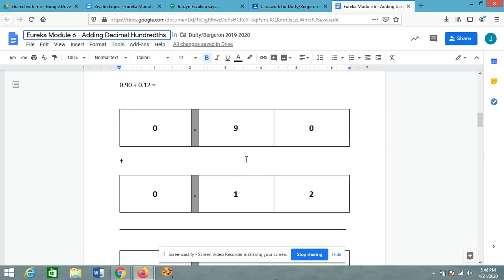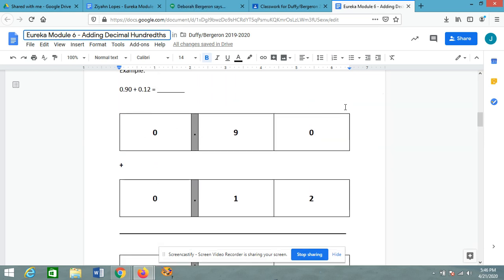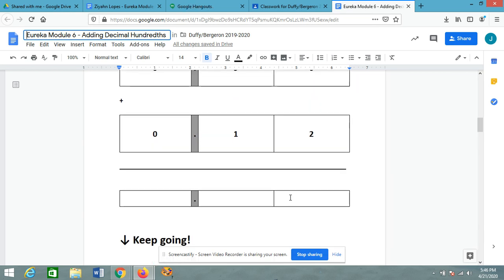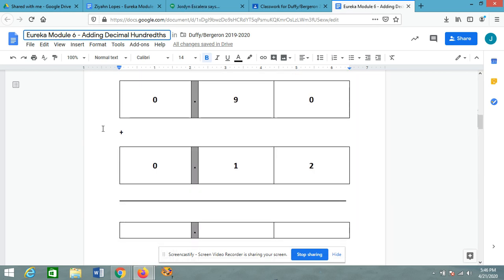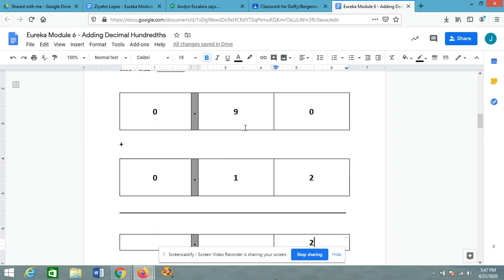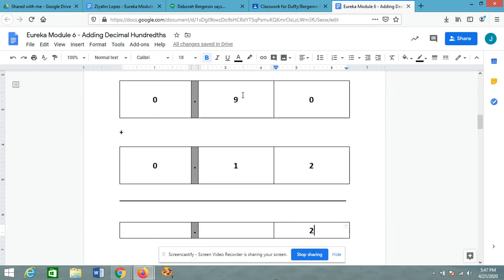So you can see now we got ones, tenths, and hundredths. We have 90 hundredths or 9 tenths plus 12 hundredths. So let's go down the place values all the way to the right to the hundredths. 0 plus 2 equals 2. So that was easy for hundredths. 9 tenths, this is where we're going to have to carry, so let's watch what happens.